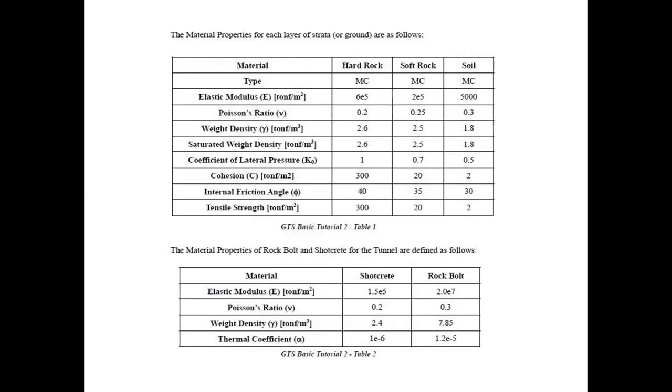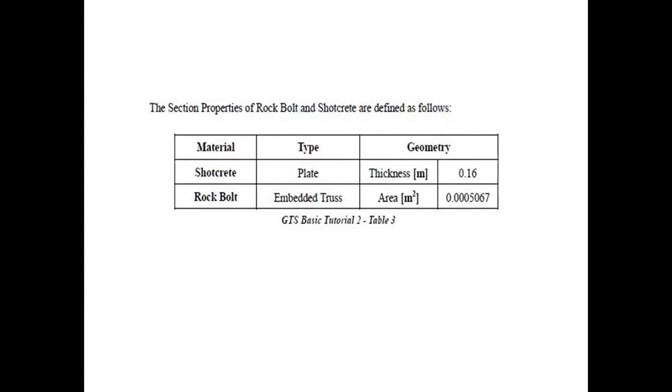For the particular material models, for hard rock, soft rock and soil, we are using the Mohr-Coulomb method with the given elastic modulus, Poisson ratio and the rest of the parameters. Similarly, for the tunnel I have been using rock bolt and shotcrete with the following modulus of elasticity and Poisson ratio. For the shotcrete, a plate type of element is used, and for the rock bolt, the embedded truss is used for the modeling.